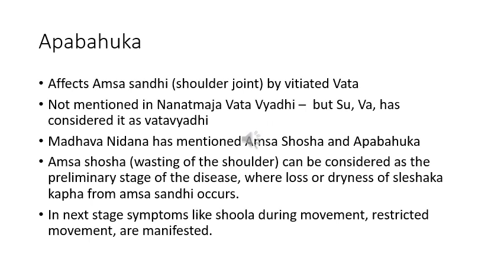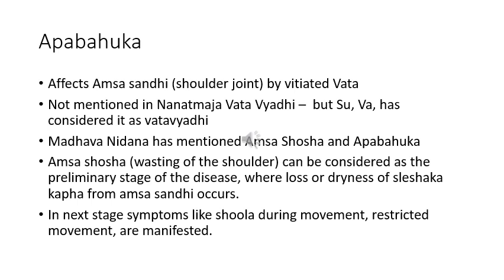So our next topic is Apabahuka. It's a disease that affects the Amsa-sandhi, or the shoulder joint, by vitiated vata. So it's considered as a vata vyadhi, but it's not mentioned among the Nanatmaja vata vyadhis. But still, Susruta and Vagbhata have considered it under the context of vata vyadhi.